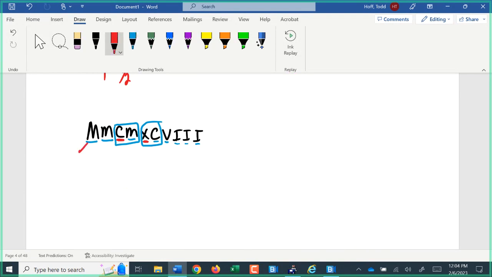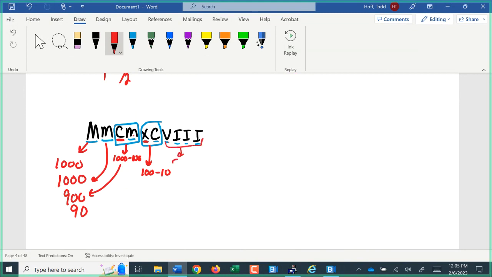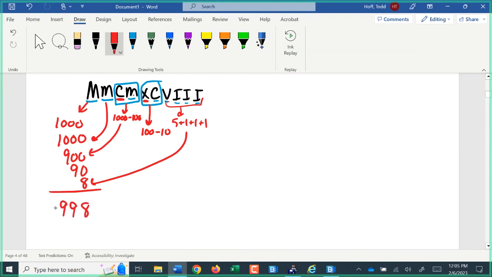So when we go to code this, this is 1,000. This is another 1,000. Line that up a little better. This is CM, 1,000 minus 100. That would be 900. XC is 100 minus 10. That would be 90. And VIII, that's 5 plus 1 plus 1 plus 1, which is 8. So you can see that is 2,998.